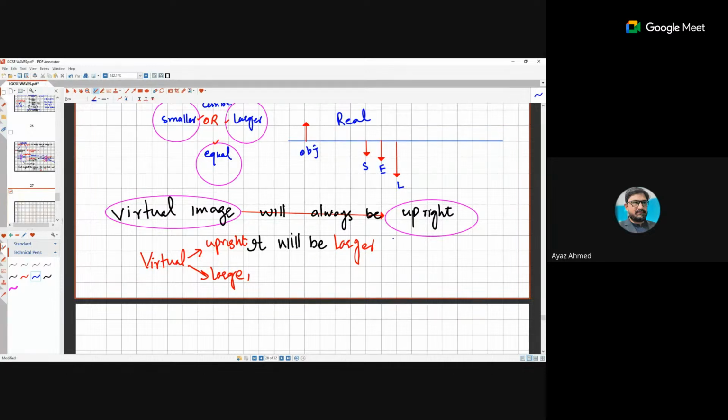This will always be inverted. And one more thing: this will always be on the other side of the lens. This is the lens. So this is the identification mark of the real image, that it is on the other side of the lens. That's it. Is this clear?